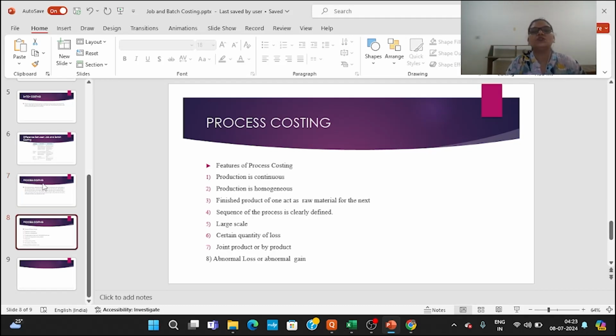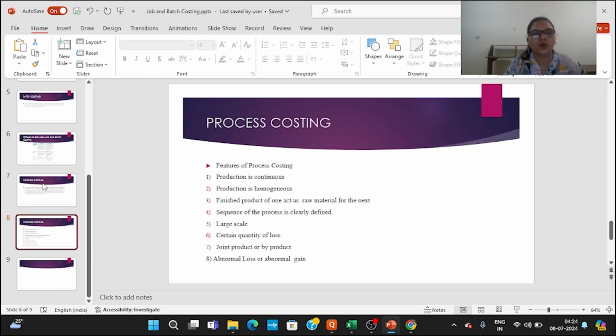What are the features of process costing? First, production is continuous. The production is continuous and the end product is the result of a sequence of processes. Each plant is divided into separate process centers and each process center processes a single product.